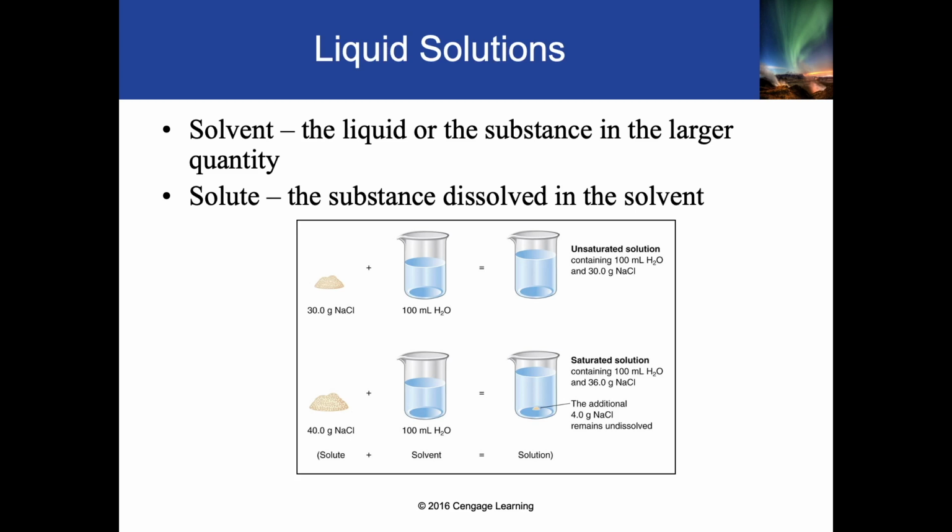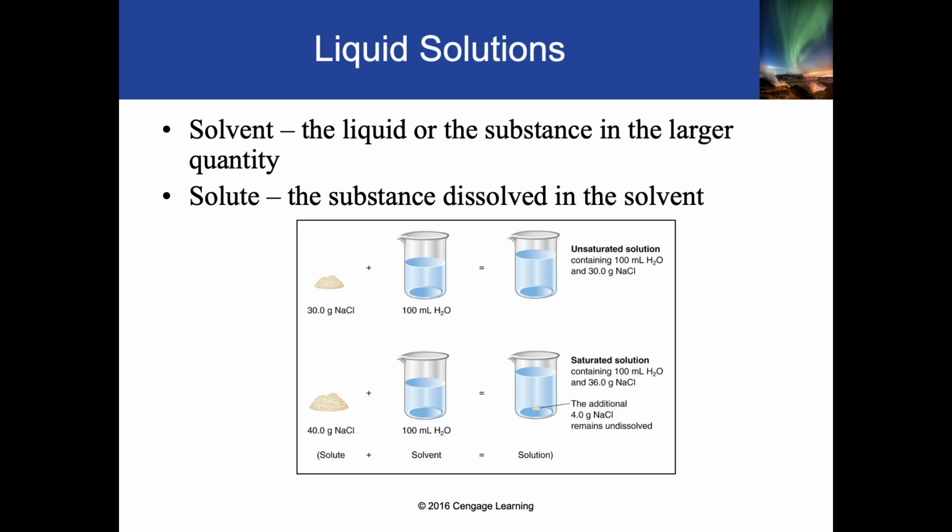That's besides the point. But the interesting thing is that this is a homogeneous solution, right? Because you add the 30 grams of sodium chloride into the water and you stir it up and you don't see the sodium chloride anymore because it's completely dissolved. And so it's a homogeneous mixture.